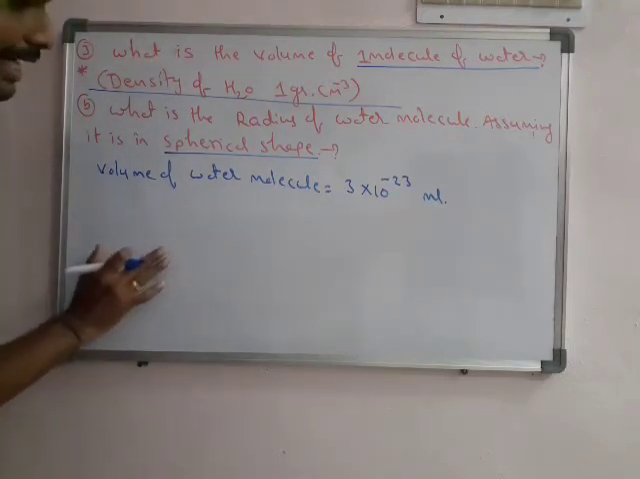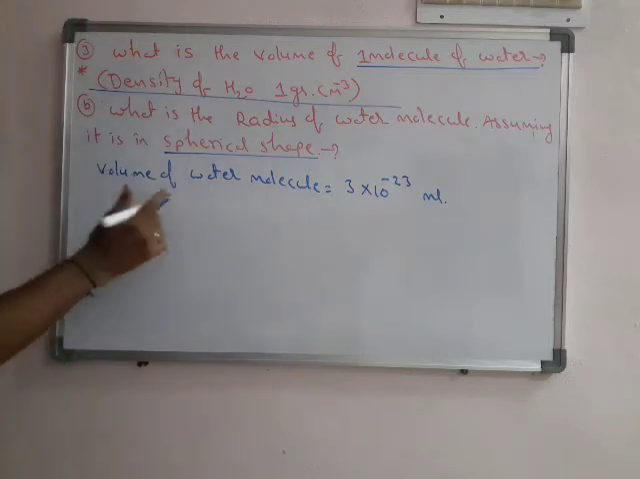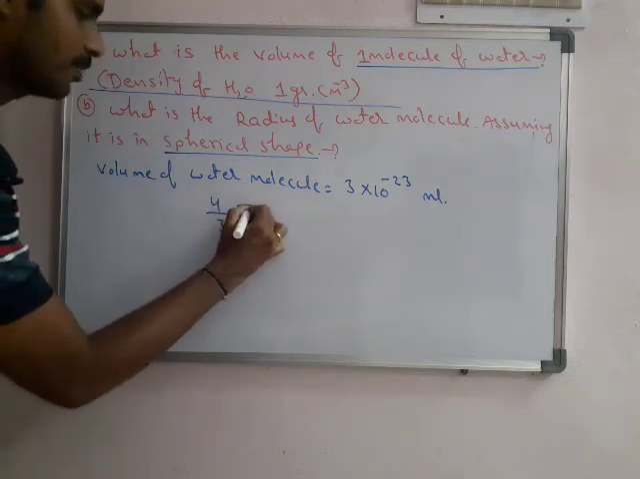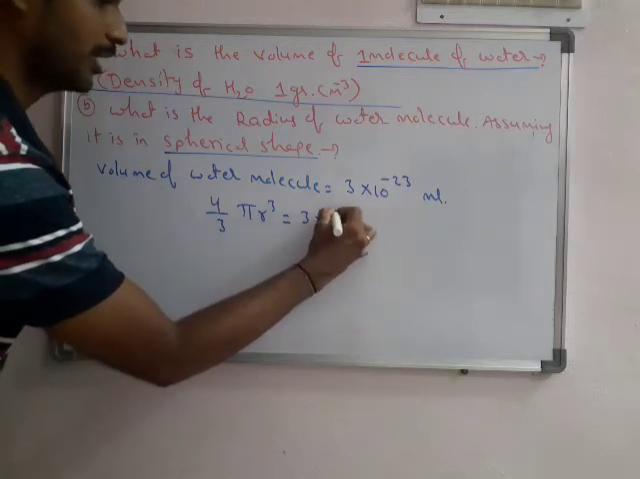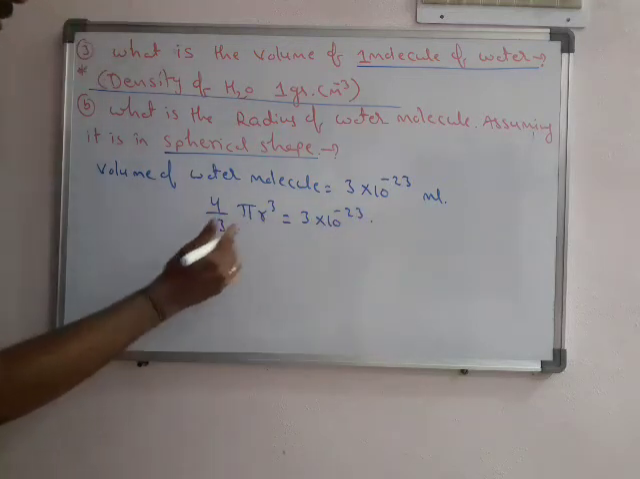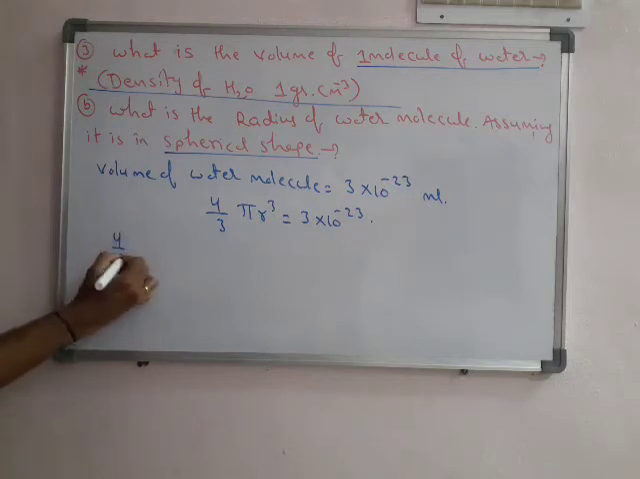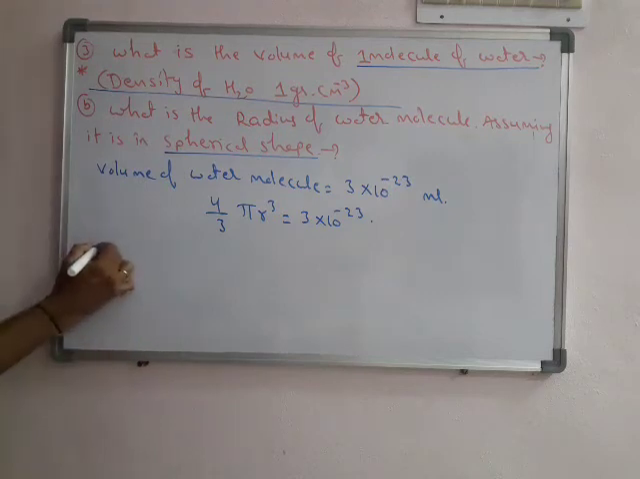We need to find out the radius. So the volume of the water molecule, and what is the shape of the water molecule that is given? Spherical. So for a spherical shape, what is the formula? 4 by 3 pi r cube equals 3 into 10 power minus 23. 4 by 3 pi r cube. So here this is cross multiplication, and it is based on total calculation.